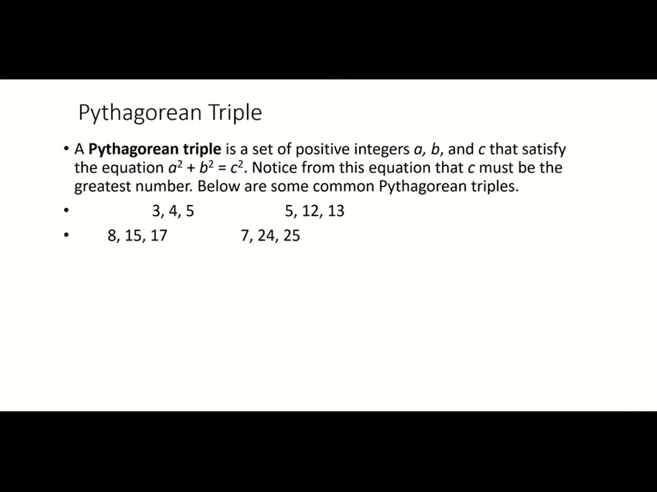You may hear sometimes people mention Pythagorean triples. A Pythagorean triple is a set of positive integers, a, b, and c, that satisfies the equation a squared plus b squared equals c squared. Basically, the two legs are whole numbers and the hypotenuse is also a whole number. Common Pythagorean triples that we'll see, but there are many out there, are 3, 4, 5, 5, 12, 13 triangles, 8, 15, 17, and 7, 24, 25 triangles.